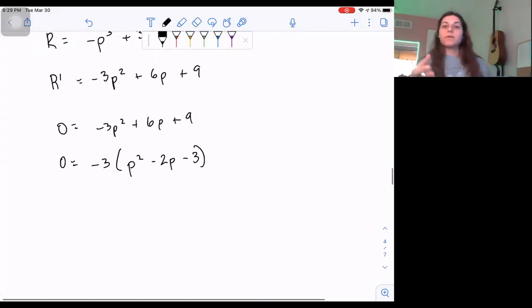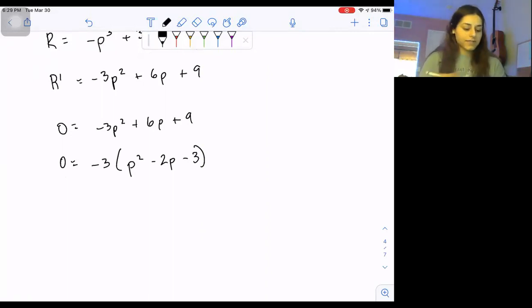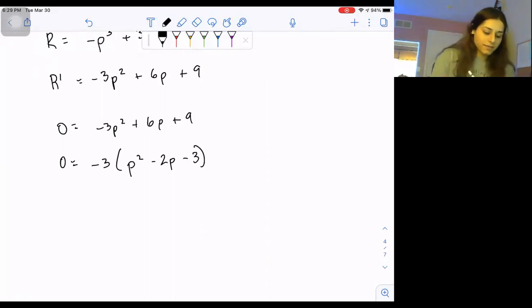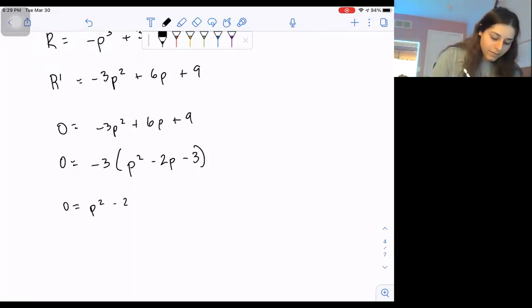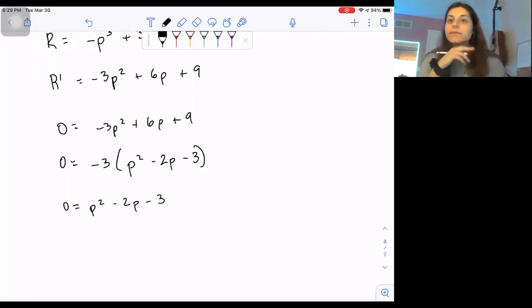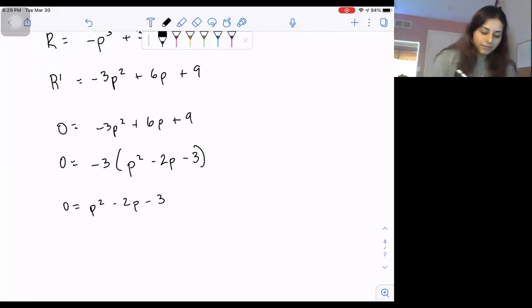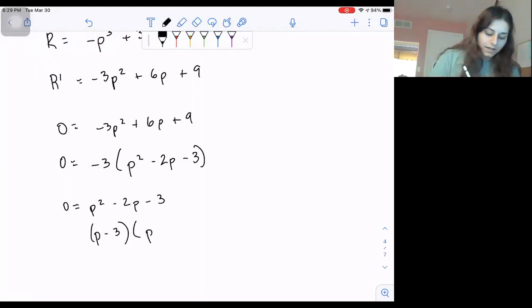All right, so nice. Now we have a negative 3 outside, and we can kind of just ignore it. It's like we're dividing both sides by negative 3. We'll still have 0 equals p squared minus 2p minus 3. So we want to set this equal to 0. Now here's where algebra comes in. You're going to want to factor. And so we want to find two numbers that multiply to equal negative 3 and add to equal negative 2. So that would probably be negative 3 and positive 1.